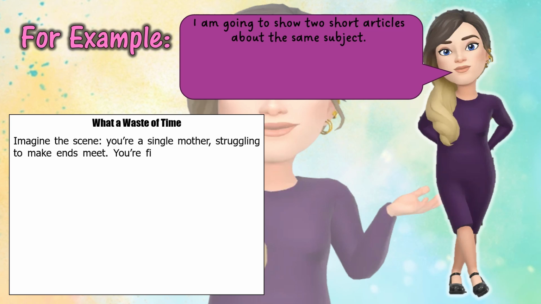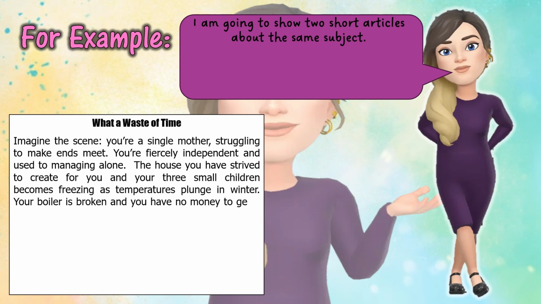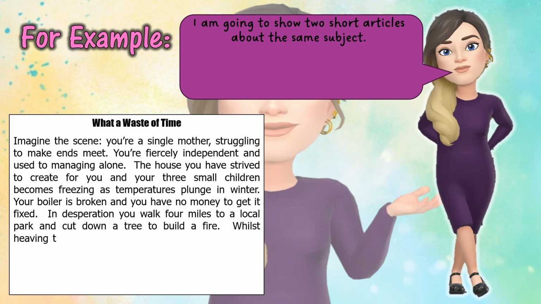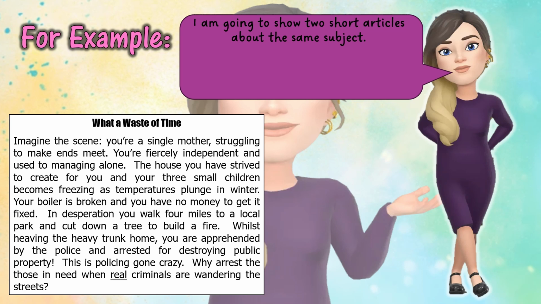Imagine the scene. You're a single mother struggling to make ends meet. You're fiercely independent and used to managing alone. The house you have strived to create for you and your 3 small children becomes freezing as temperatures plunge in winter. Your boiler is broken and you have no money to get it fixed. In desperation, you walk 4 miles to a local park and cut down a tree to build a fire. Whilst heaving the heavy trunk home, you are apprehended by the police and arrested for destroying public property. This is policing gone crazy. Why arrest those in need when real criminals are wandering the streets?